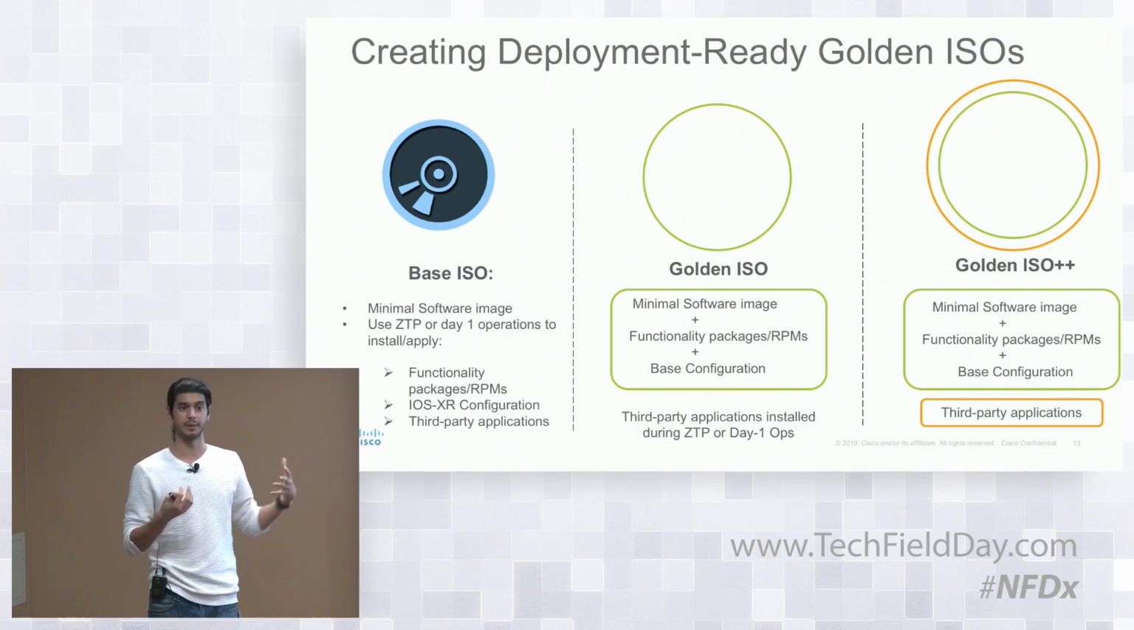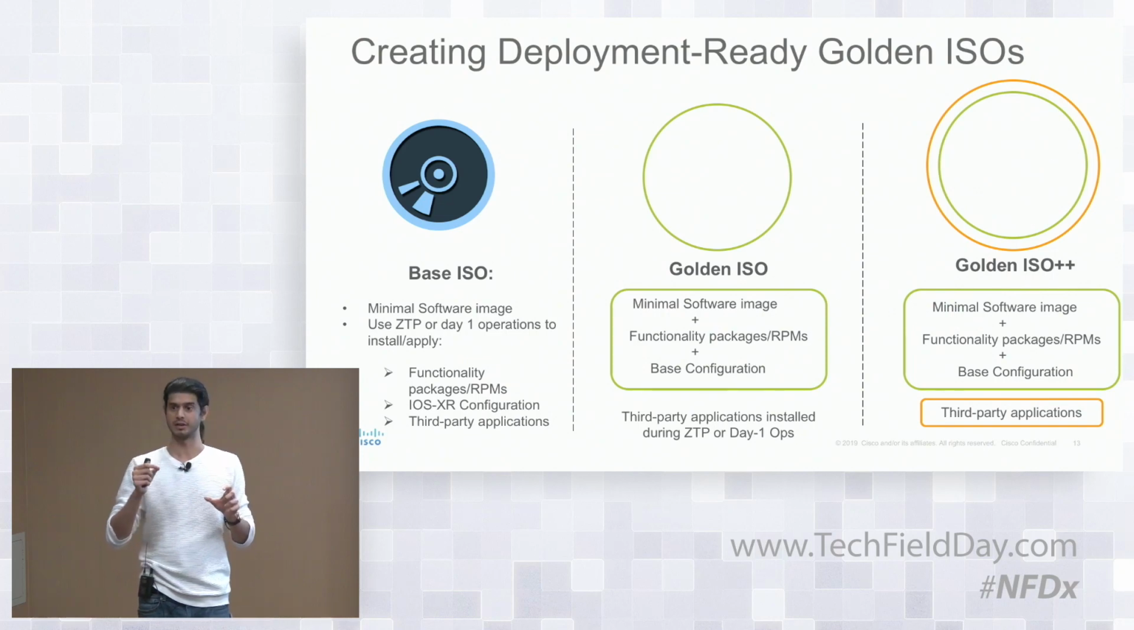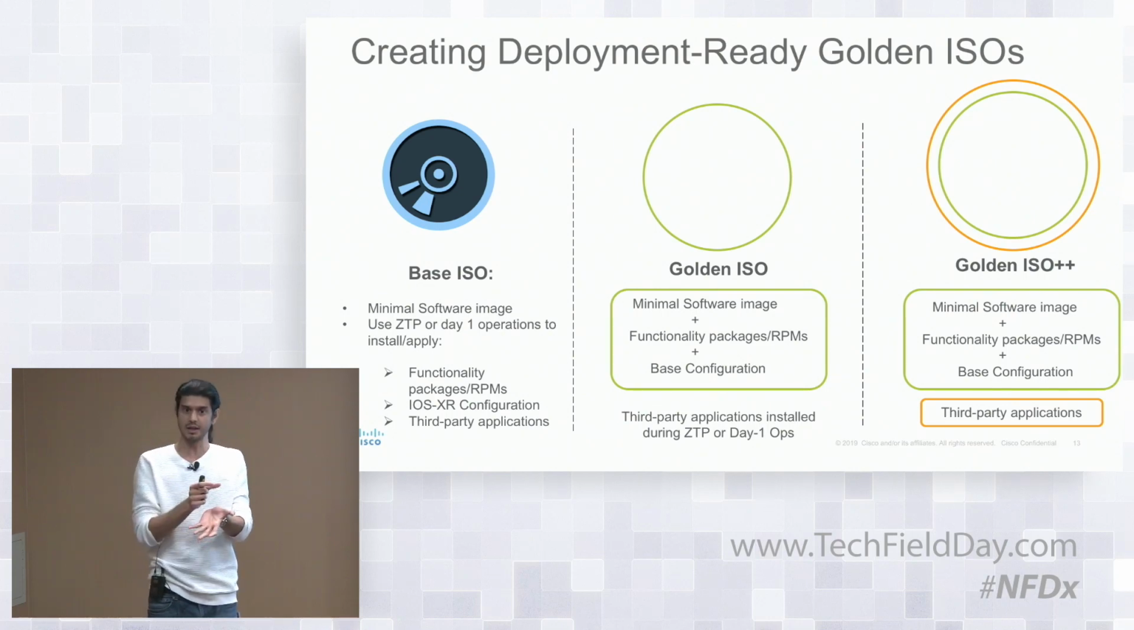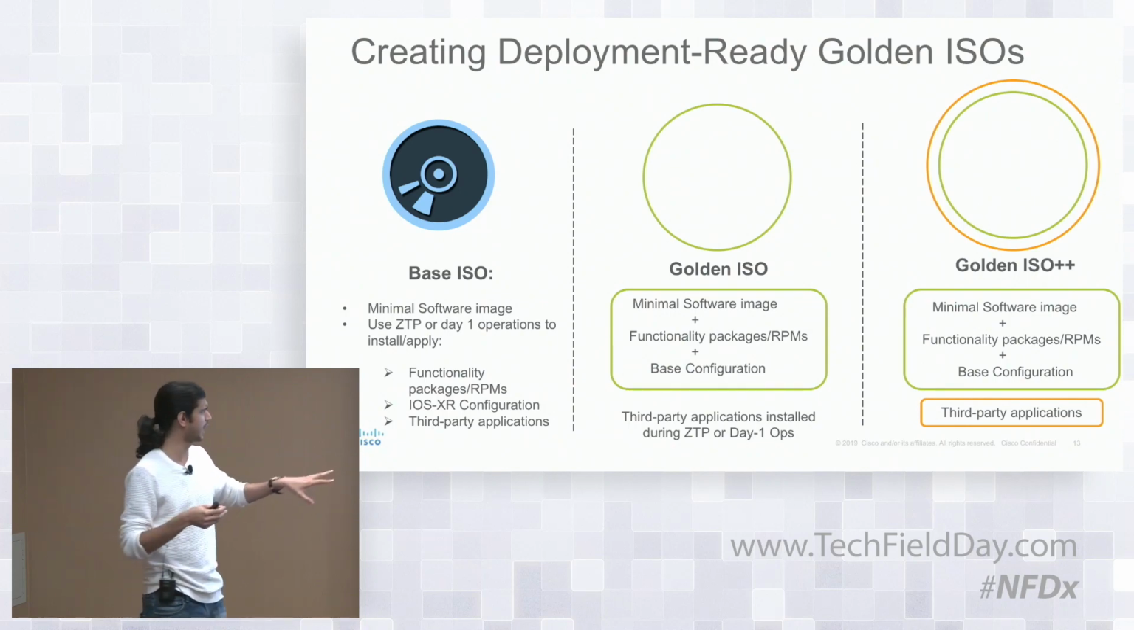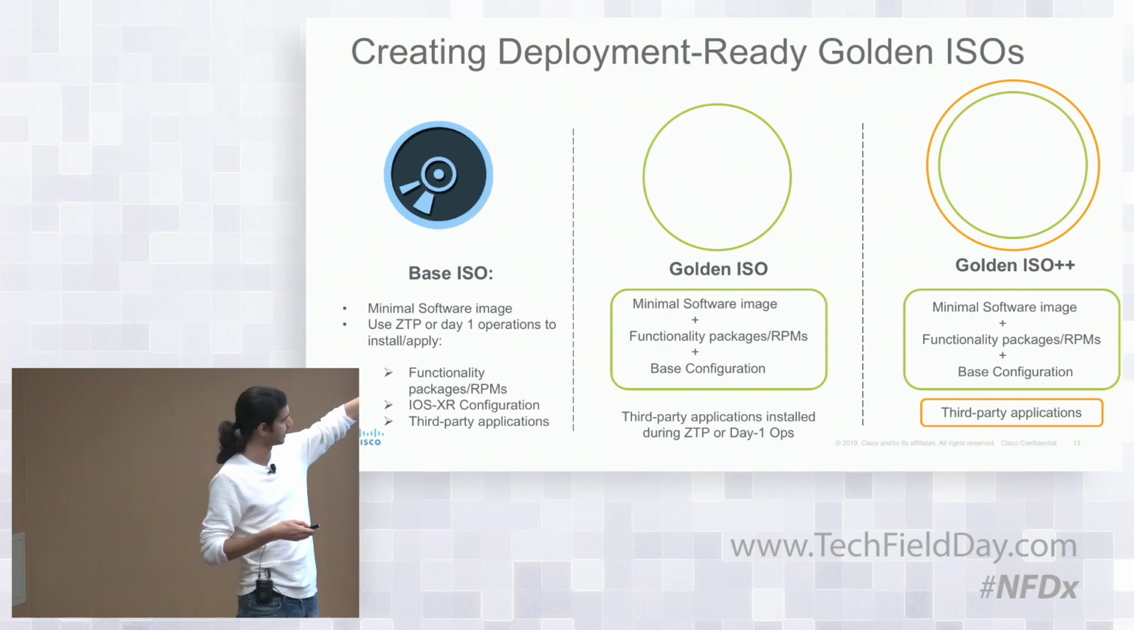You can also provide a base configuration. What this ensures is that the final image that is created has an XR configuration in a certain location that will be used by the system when it boots up. It will also place the RPMs that you need within the image so that they get installed when the box boots up as well. So you have a system where you can start creating a golden ISO.